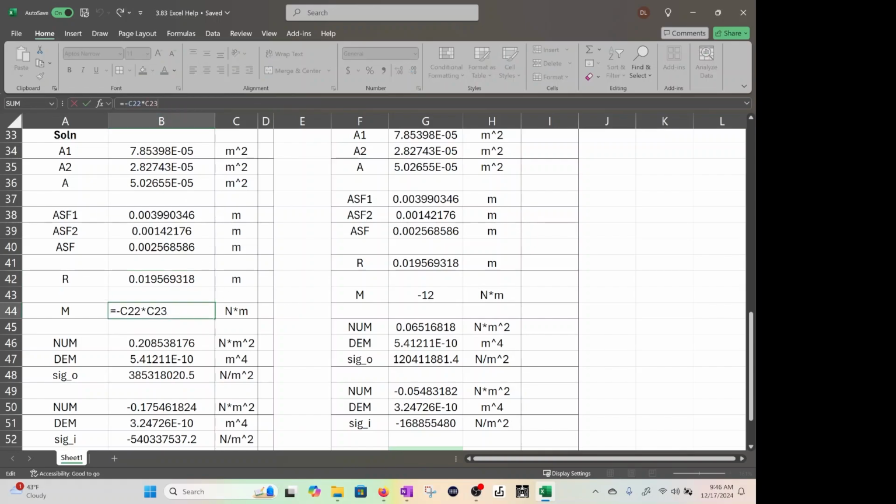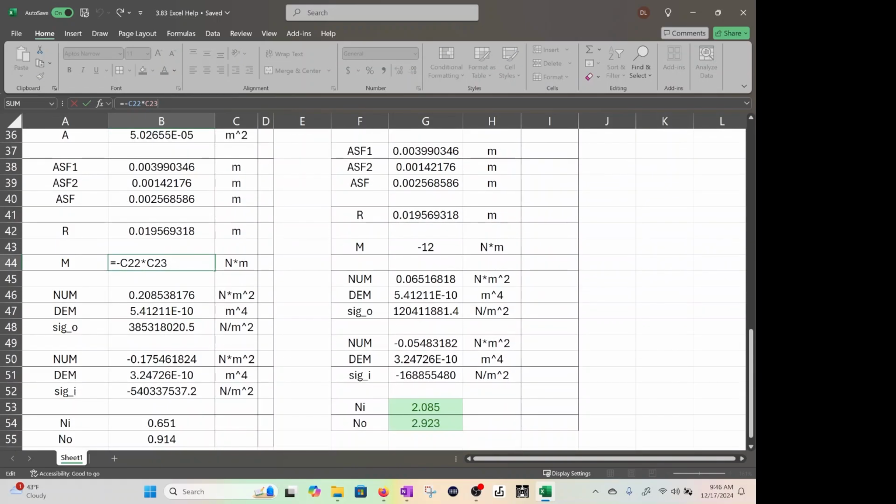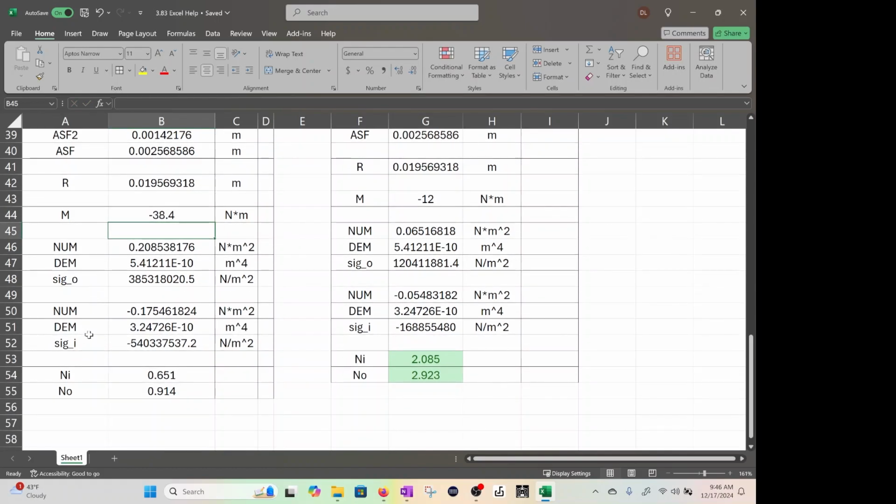So if I click on this, again, I'm using numbers in my givens. So do not hardwire numbers. Make your givens and then put the cells in there. And then for sigma O and sigma I, to make my life easier, I put numerator, denominator for those equations, and then found sigma O, numerator, denominator, found sigma I, and then I went down here and found Ni and No. Now, if you notice, the numbers are different because I rounded, so my numbers are going to be slightly different, but they're pretty close. Okay. As you can clearly see, these are not above 2.